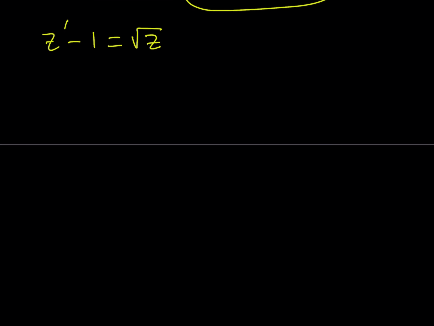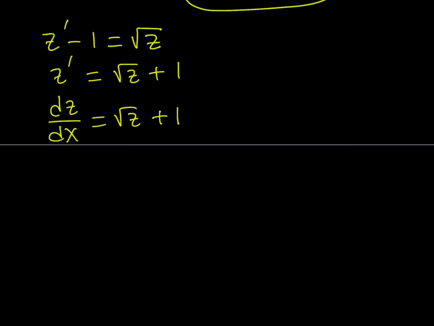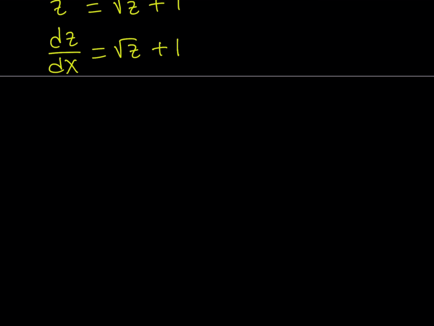So to be able to solve this equation, first of all, this is a separable differential equation. First of all, let's isolate z prime first. So I can write z prime as square root of z plus 1. And then write the z prime as dz over dx, since z is a function of x. And then now we can separate the variables and just divide both sides by square root of z plus 1 and cross multiply by dx. So we get dz over square root of z plus 1 equals dx. So, with separable differential equations, after separating the variables, we can integrate both sides to find the answer.